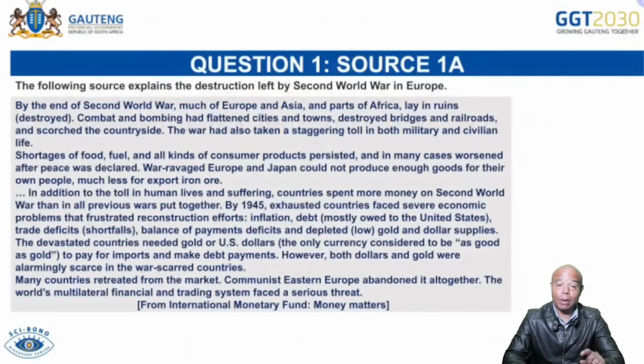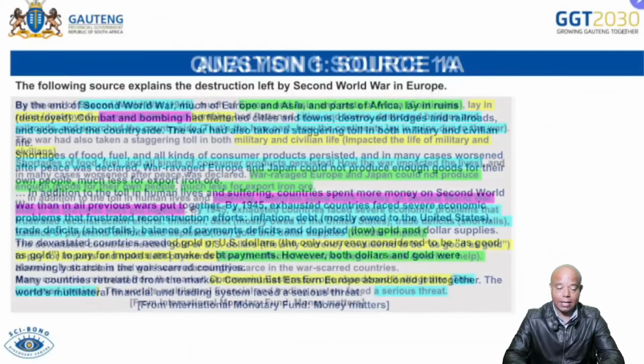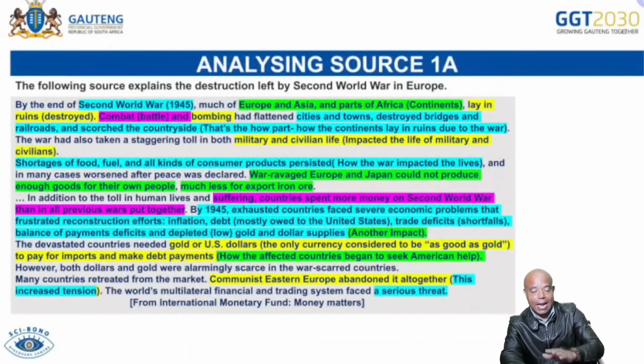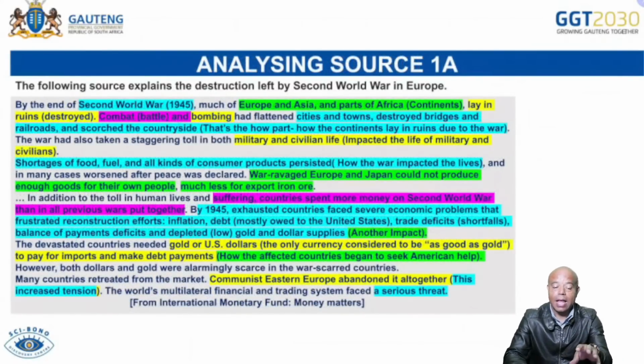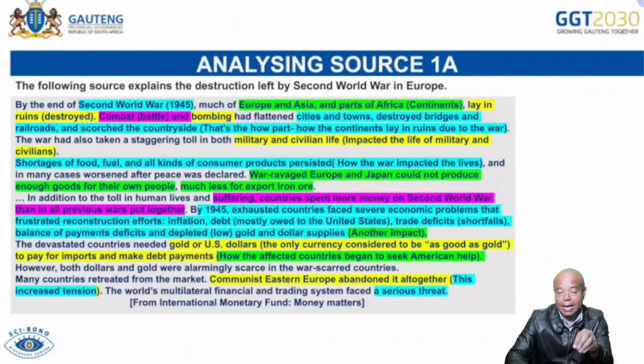Many countries retreated from the market. Communist Eastern Europe abandoned it altogether. The world's multilateral financial and trading systems faced a serious threat. Now, remember, we said highlight. So now we can see the key words are being highlighted as you are reading through source 1A.